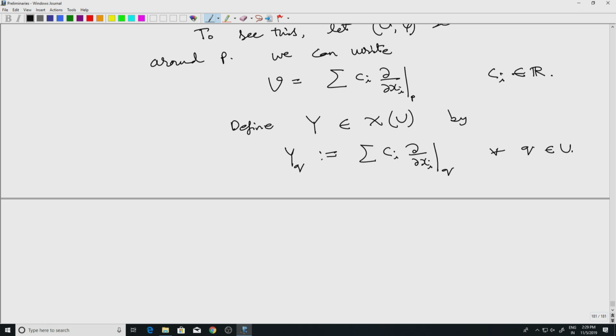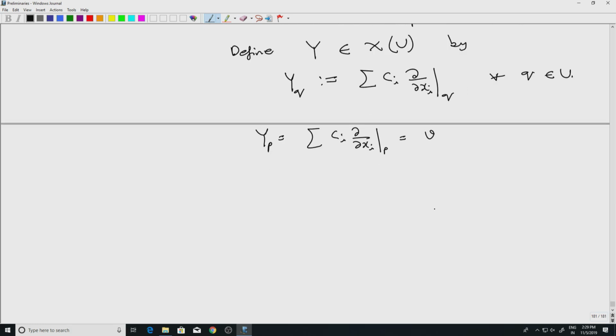Now Y is still defined only on U, but the good thing about Y is that Y at P is just Ci del by del xi at P, which is by definition V. So at least we have been able to extend the tangent vector V to a vector field Y only on U though. If I want it on the whole manifold, I just do the usual trick of multiplying with a cutoff function.